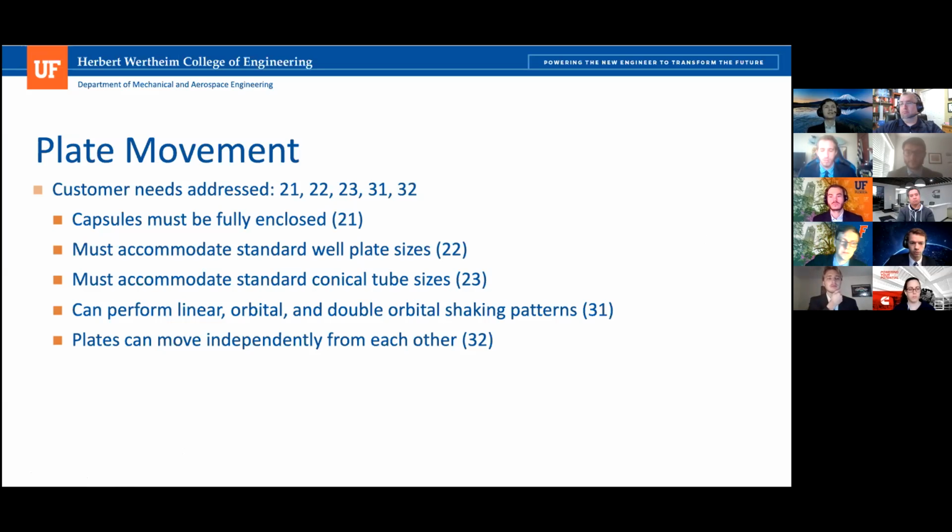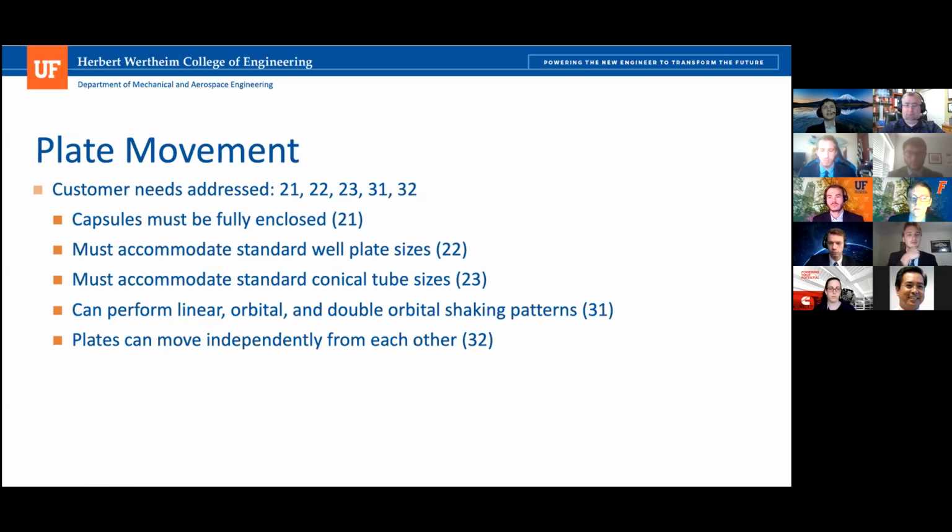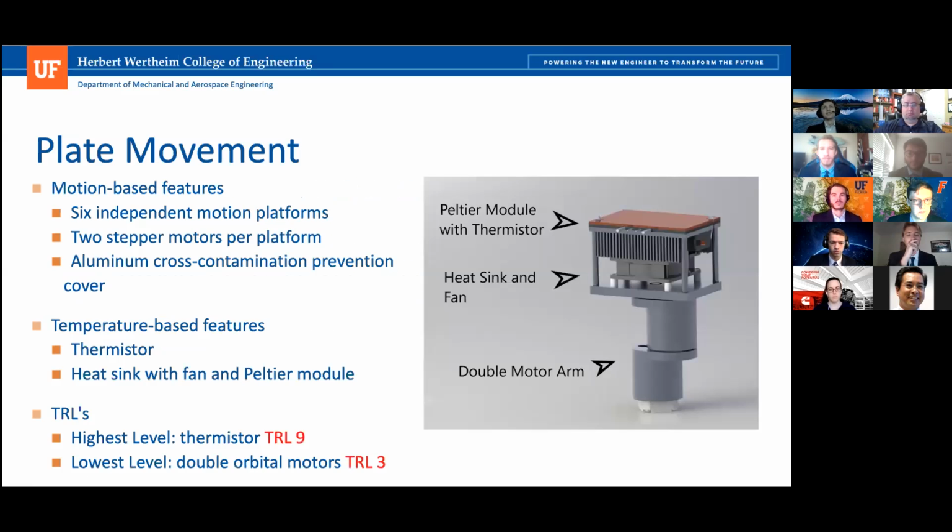Next, we have linear orbital and double orbital shaking patterns. So for our plate movement shaker, we actually have 2 stepper motors, which can basically produce any 2D motion with a range of about 40 millimeters outwards in a circle. And lastly, the plates can move independently from each other. So we have 6 separate plate movement subsystems in our design, with each one having independent plate movement. All right. So on the right there, you can see our plate movement design.